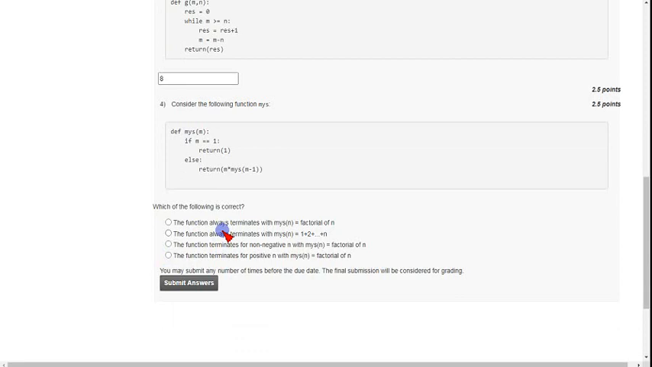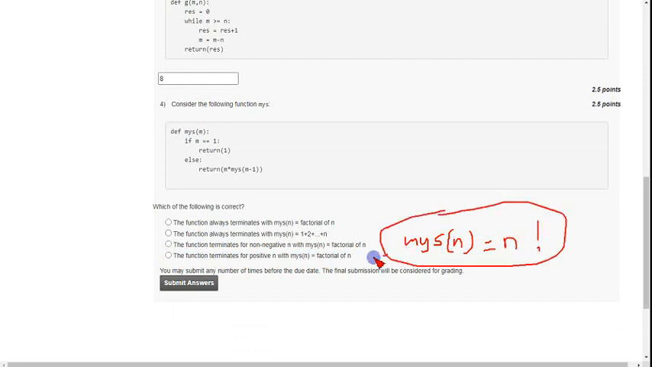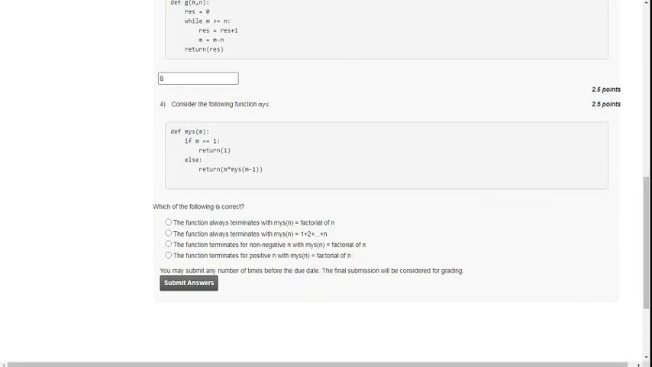So the answer for the fourth question is the fourth option, that is, the function terminates for positive n with mys of n equal to factorial of n. It means mathematically we can represent it as mys of n equal to n factorial. This is the meaning of the fourth option. So if you see this, the answer for the fourth question is option 4.